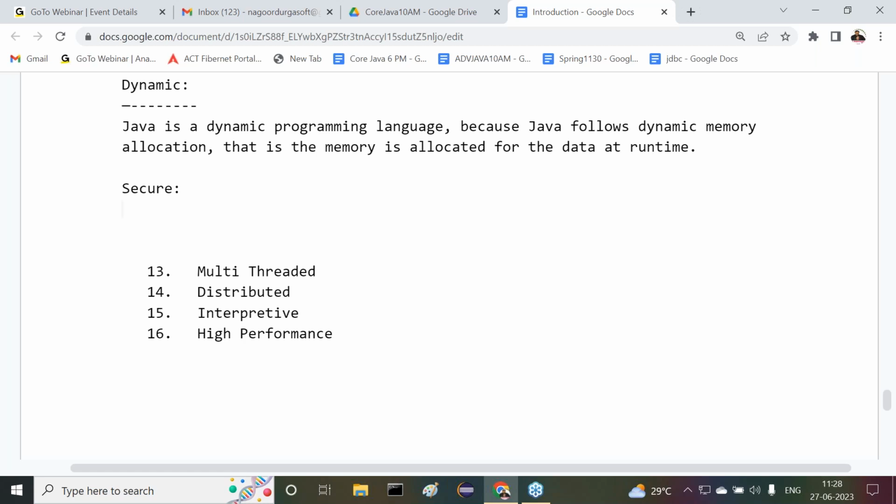The data must be in a secure manner or not? Now, providing security for our data while traveling in the network, providing security to our data while traveling in the network, that security is called as what? Network security.